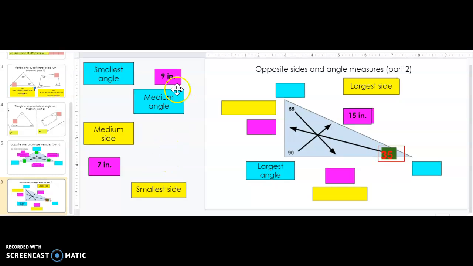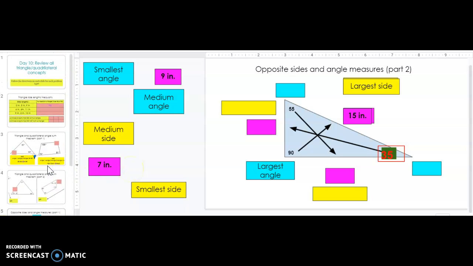Okay, now you just need to put the rest of the boxes where they're supposed to be on this template. Alright, once you finish that, you're all done with today's activity.